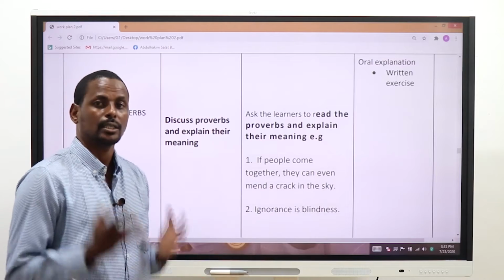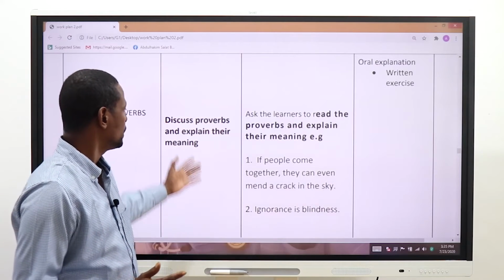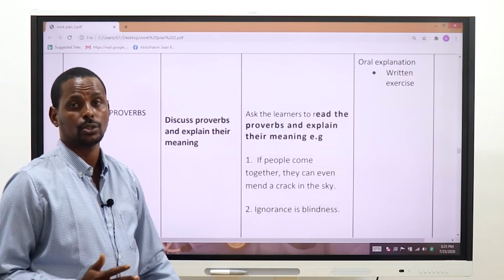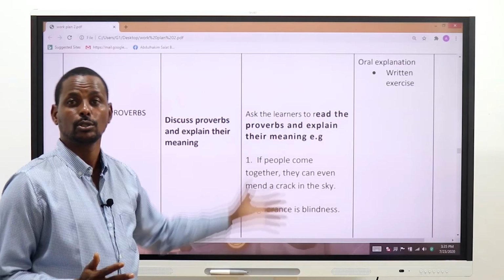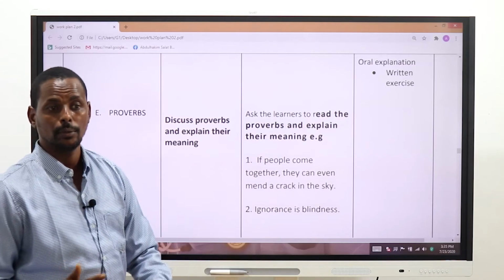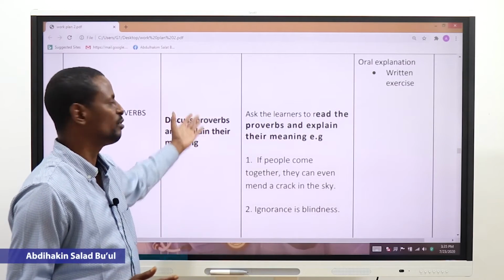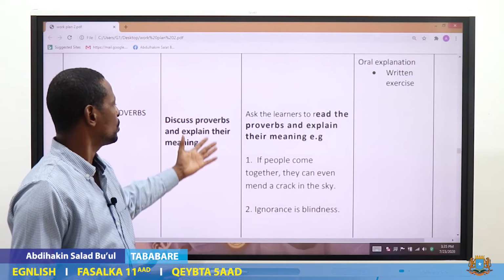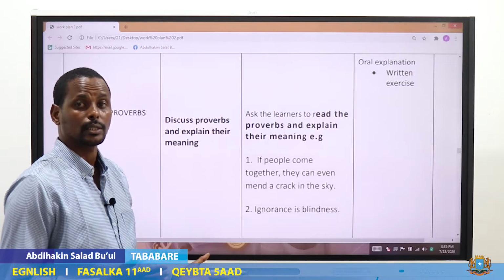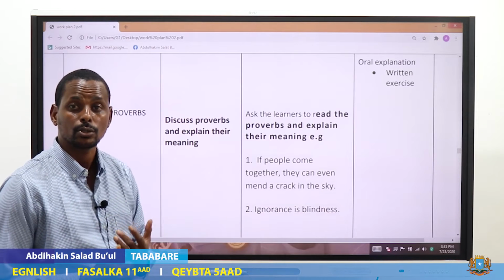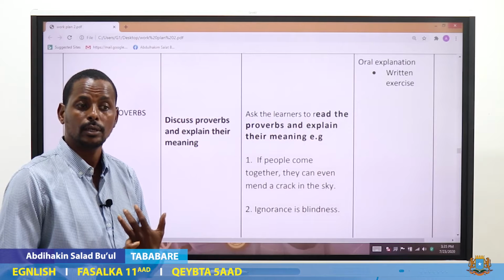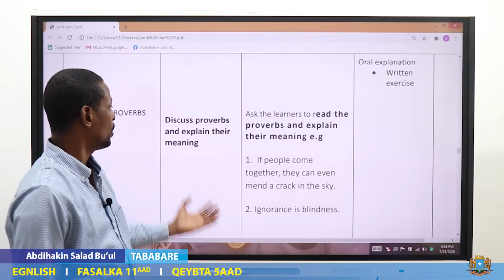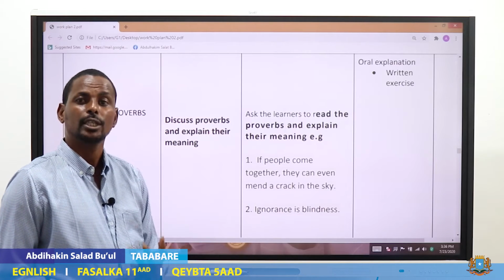So poems have features. When you are teaching poems, discuss proverbs and explain their meaning in the course, grade 9, 10, 11, 12, throughout the syllabus. This is not the only objective of proverbs. Students must know what proverbs are, their importance, why they are used, the features of oral literature, genres or forms. One is proverb. What are the features of proverbs?